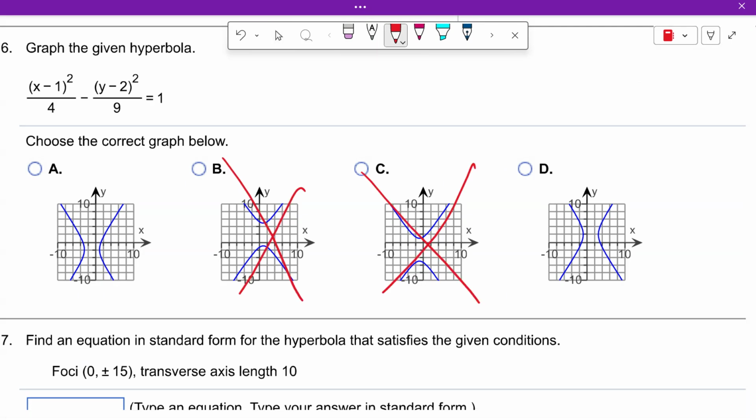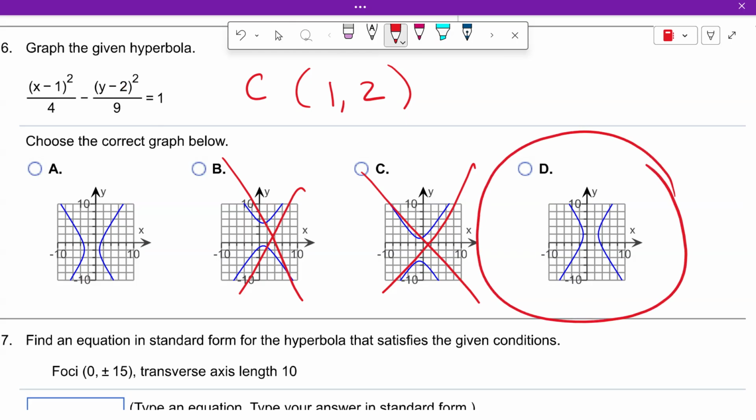To determine between these two, I have to figure out my center. Where's my center of these two, since I have subtraction in the numerator? 1, 2. It's the opposite of these. So it's 1 to the right, 2 up, which looks like D, not A.